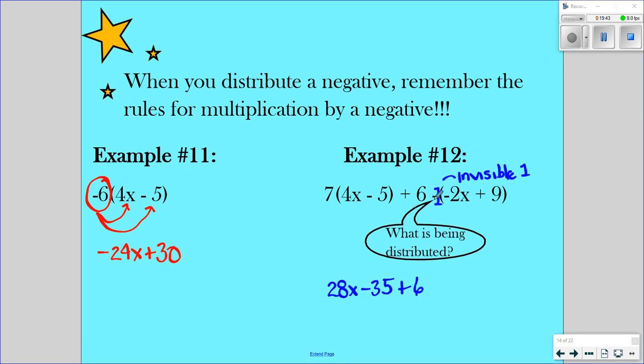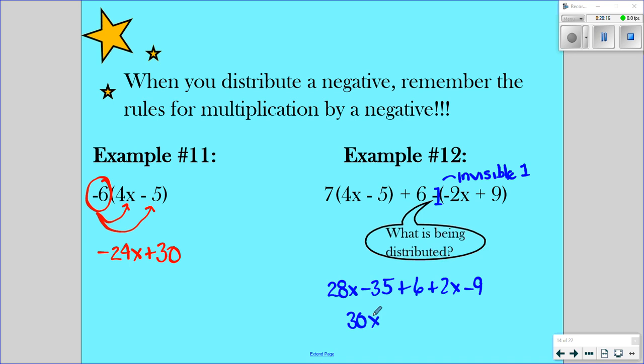So we have the -1 times -2x gives us positive 2x. -1 times positive 9 gives you -9. Now we're going to combine any like terms. We've got the 28x and 2x gives us 30x. Anything else? No, so then we're left with numbers. So we have negative 35, and then we have 6, and then we have negative 9.